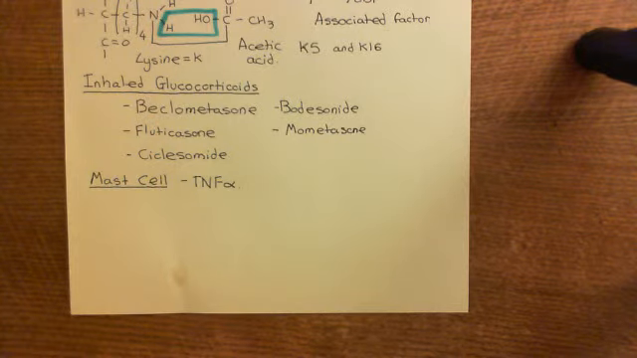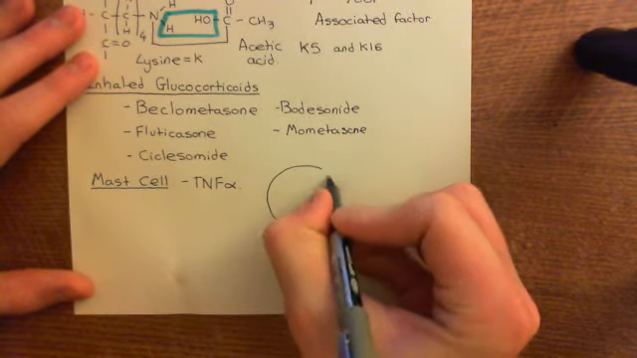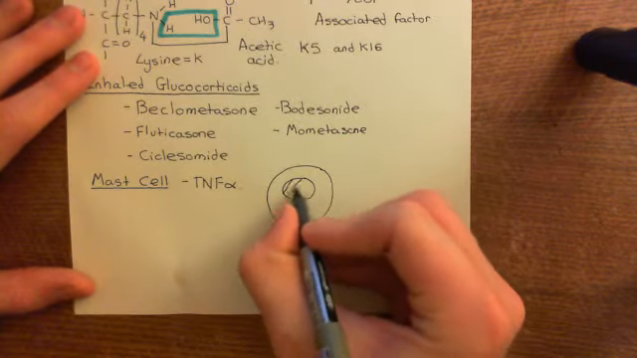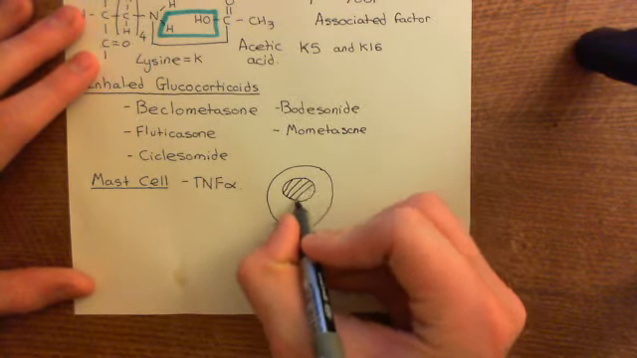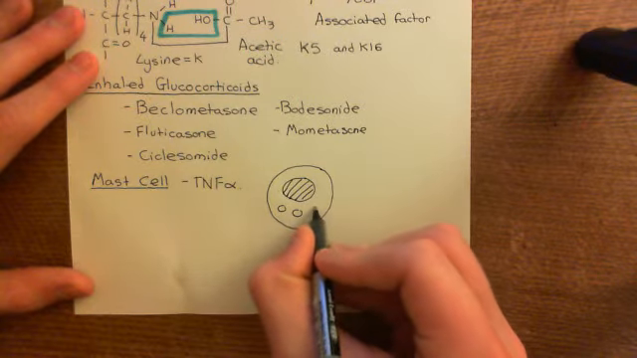Okay, the others were histamine, leukotriene B4, and the cysteinyl leukotrienes. Histamine is already sitting within the mast cells, remember. Okay, so I'll draw a picture of a mast cell here. So histamine is sitting within the mast cell granules, and all that you have to do is release the mast cell granules, and then the histamine is in the extracellular fluid.